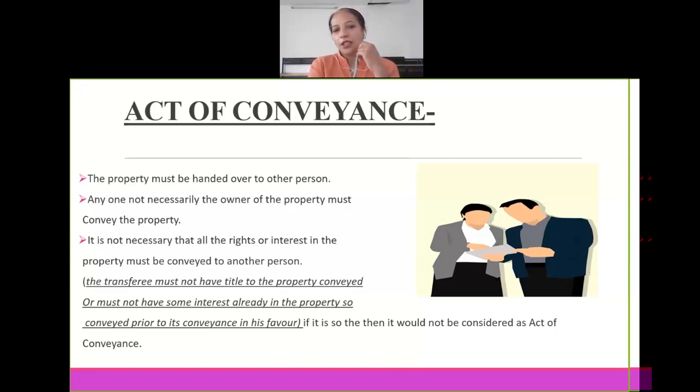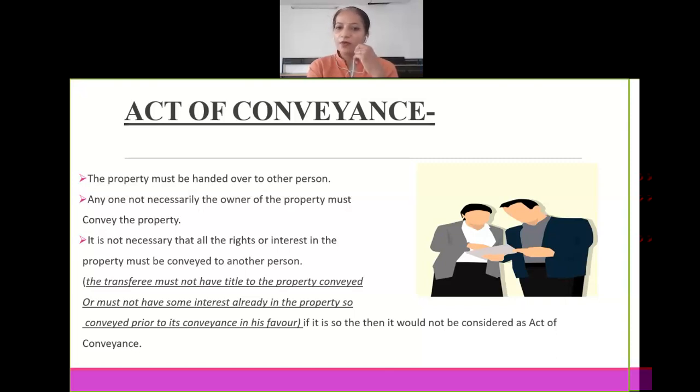Whenever a transfer takes place, there are two parties. One, the transferor who transfers the property to the transferee, and the other person is called the transferee, who is going to get the property by virtue of that particular transfer. Now, students, the transferee must not have a title to the property conveyed. Whatever is the subject matter of transfer, if it is already owned by the transferee, what is the use of conveying that particular property to him?